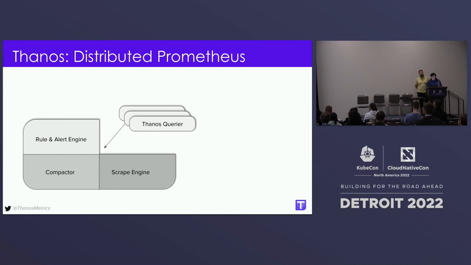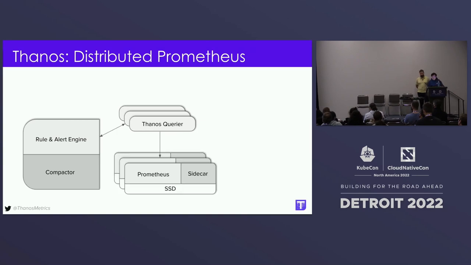So on Thanos, we want to scale more on the query path first. So we extract the query engine into a separate component called Thanos Querier so that we can make it horizontally scalable. And next, for the scrape engine, we keep using the original Prometheus one. But in this case, we deploy a Thanos sidecar component closely to the Prometheus so that we can get a global query view. And in order to scale more on the rule and alert engine, we have Thanos Rulers with us.